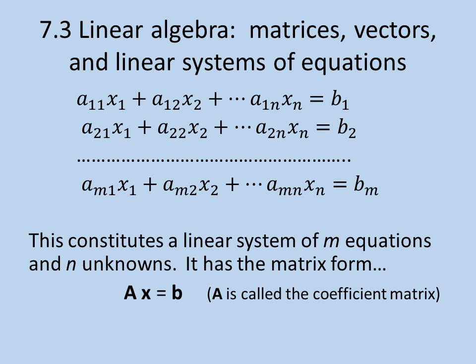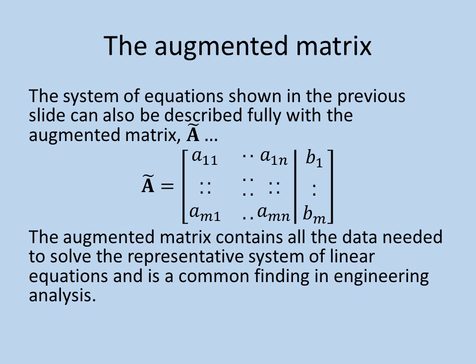values from this set of equations, from b1 down to bm, in a column vector, and x becomes our unknowns. x is a column vector that contains the various unknowns x1, x2, all the way to xn. So both x and b are column vectors.